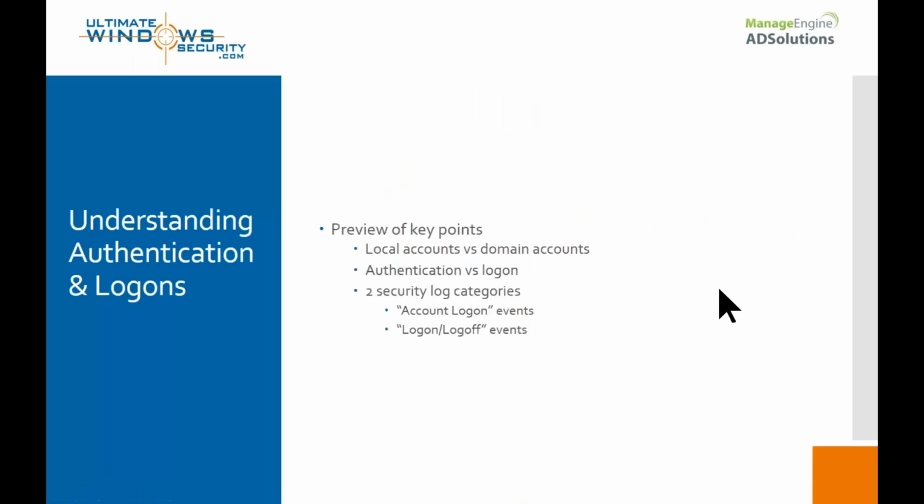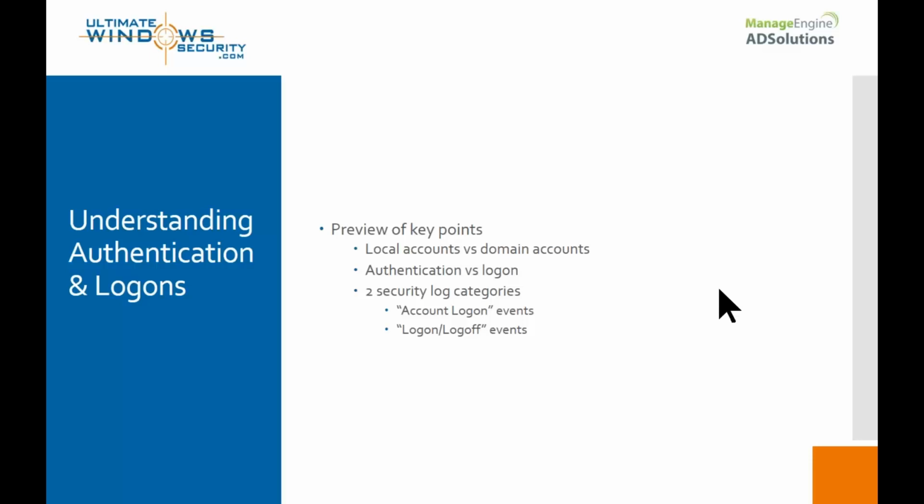Now, to recognize these attacks and not get distracted or not chase down red herrings and so on, we need to understand the difference between local accounts and domain accounts and how they affect the events that are logged and where the events are logged. Are they logged on the domain controller? Are they logged on the workstation or member server? And we have to understand the two categories of events, authentication and logon events. They sound synonymous, but they're not exactly in the Windows environment. In fact, they have two different categories, right?